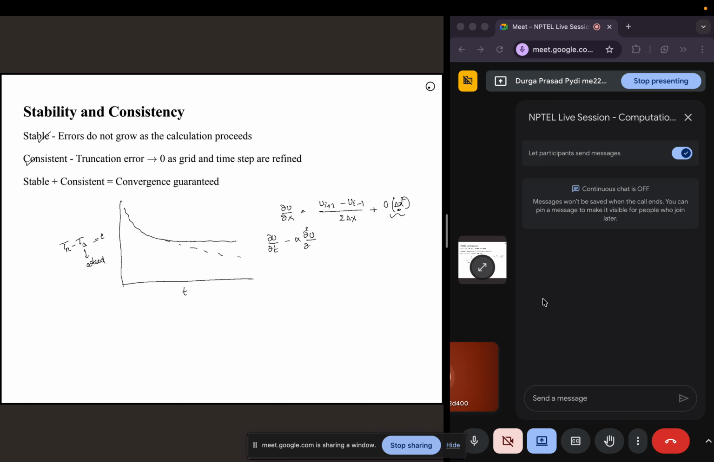So we have an equation like this. When we convert this into a finite difference equation, whatever residual terms you have in that equation should go to 0 as both the grid and time step are refined. Then we call it a consistent scheme. When we have a scheme that is both stable and consistent, convergence is guaranteed.